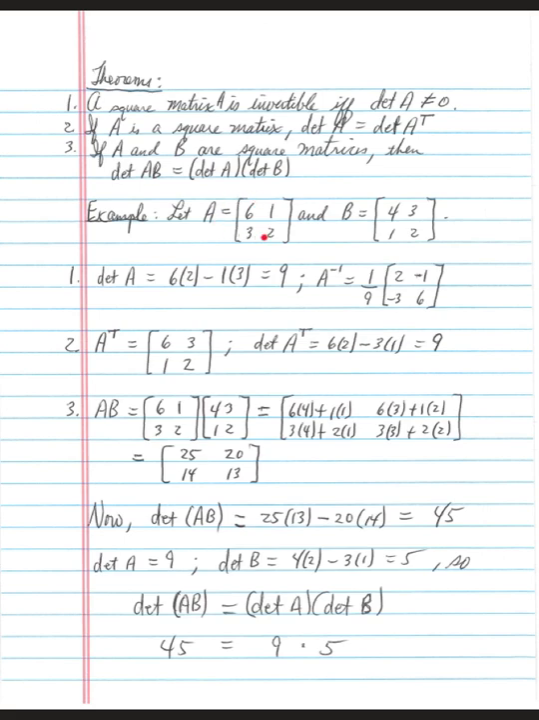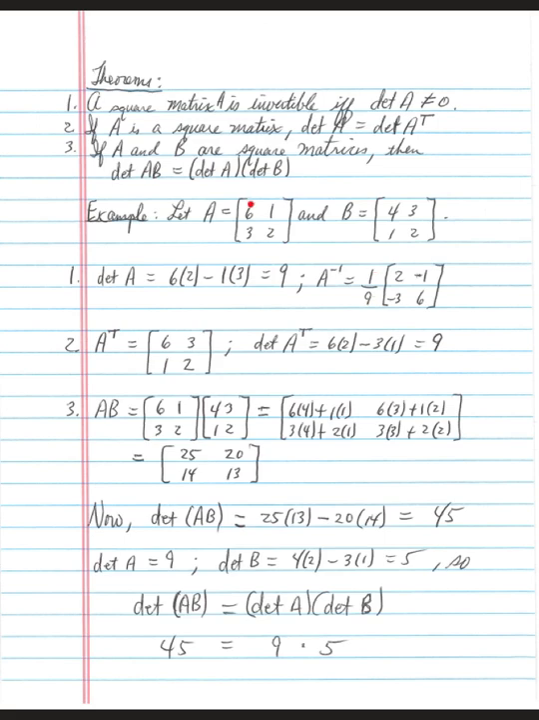Example: let matrix A be a 2 by 2, and B is also a 2 by 2. Determinant of A: 6 times 2 minus 1 times 3, 12 minus 3 is 9. If you were to use your calculator to do the inverse, you would get decimals, but remember you could hit math and enter twice to change them all to fractions. But as a courtesy, let's remember the inverse is 1 over the determinant, so it's 1/9.